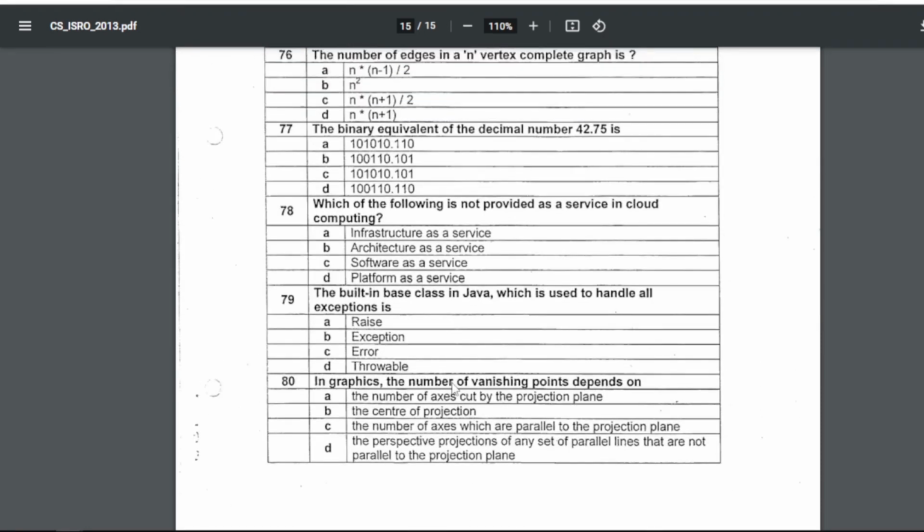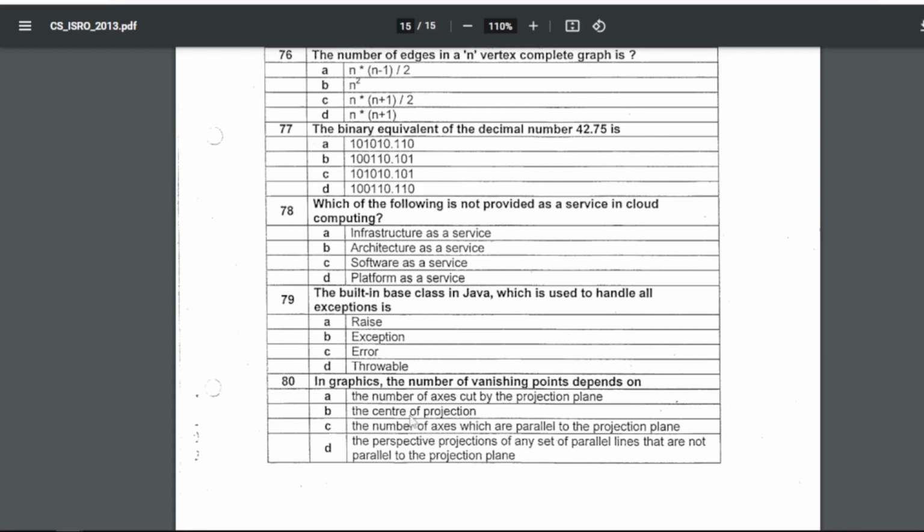Question number 79: the built-in base class in Java which is used to handle all exceptions is what? Basically the answer is Throwable, right? The Throwable class is a built-in base class used to handle all the exceptions in Java.